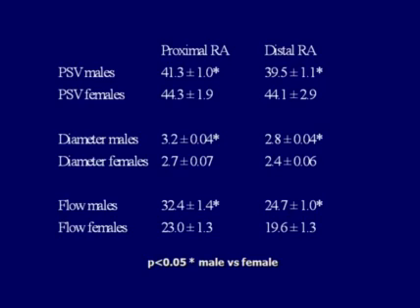This data was early data we compiled back in Albany, looking at males and females and diameters and velocities. Females did indeed have slightly smaller radial arteries than males, and as such, having the smaller tube to put that blood flow through, we had slightly higher velocities.